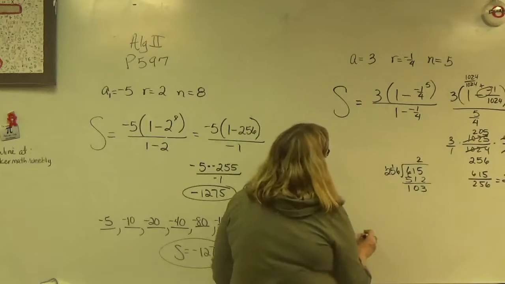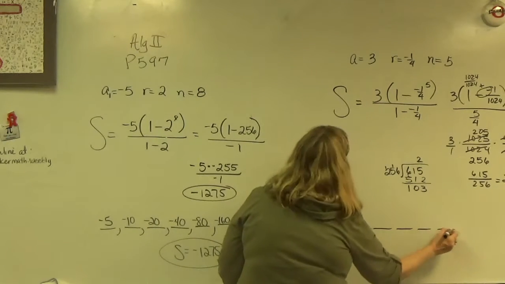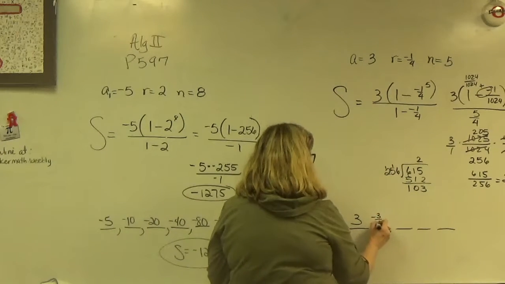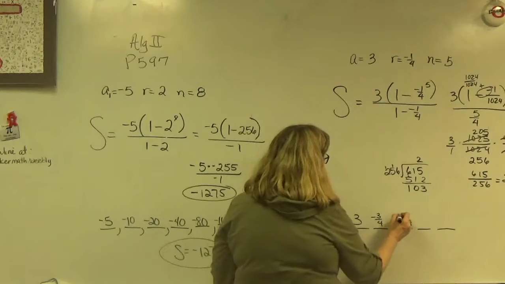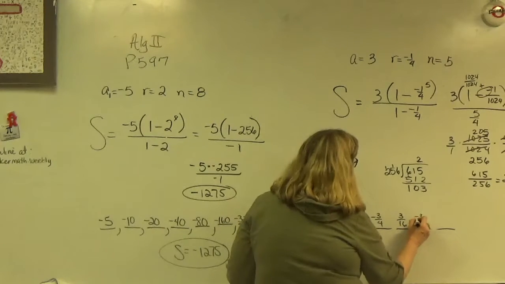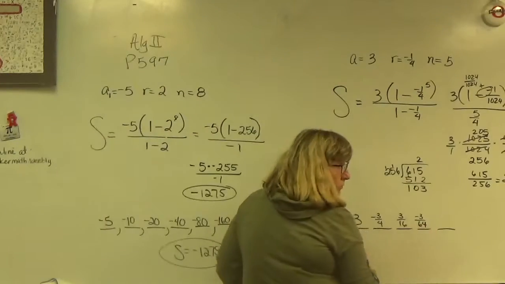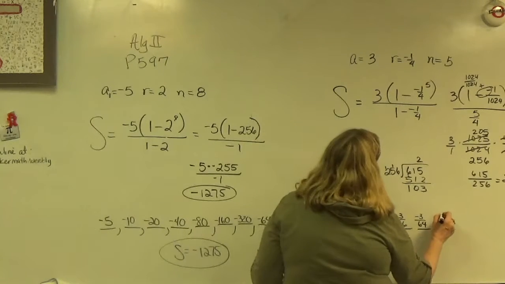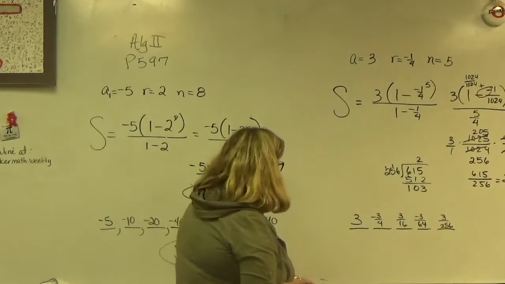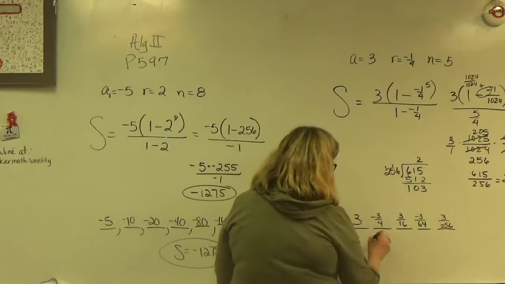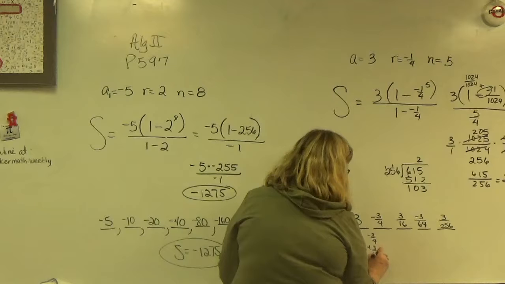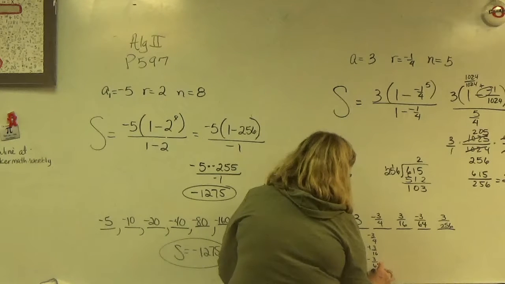Now, if we did it the blank method, there's 5 blanks. The first blank's 3. The second one, you multiply by negative 1/4, is a negative 3/4. Multiplied by negative 1/4 would be a positive 3/16. Multiplied by negative 1/4 would be negative 3/64. And the last one would be 3 over 256. Okay, so I'm just gonna remember I add 3 at the end. So I have a -3/4, a +3/16, -3/64, and 3 over 256.